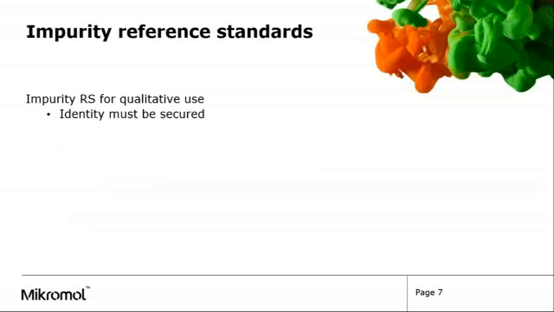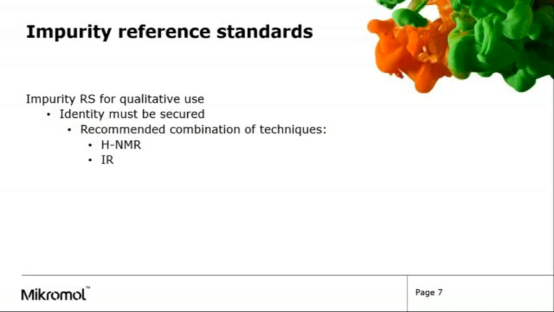So first, let's address qualitative use. What should be done to characterize standards for that purpose? Well, the identity must be known for qualitative use. You want to make sure you have the correct compound. And to do this, a combination of techniques is recommended. Proton NMR is very powerful to establish consistency with the structure that is proposed for the impurity. The infrared spectrum should also be consistent with the structure. And also doing carbon, hydrogen, and nitrogen analysis. And we'll show several examples where this can be important, especially when we're trying to distinguish free acid or base forms versus salt forms.